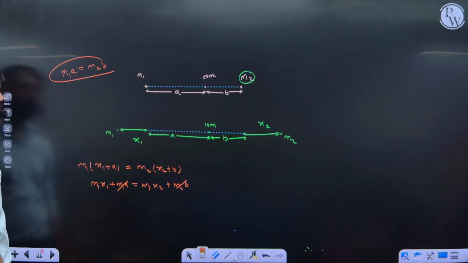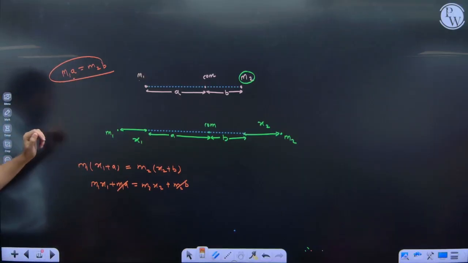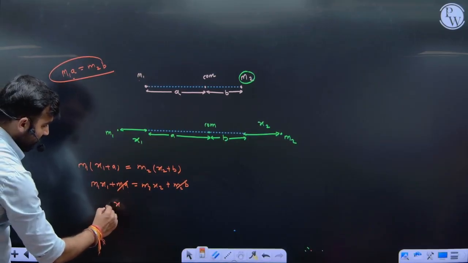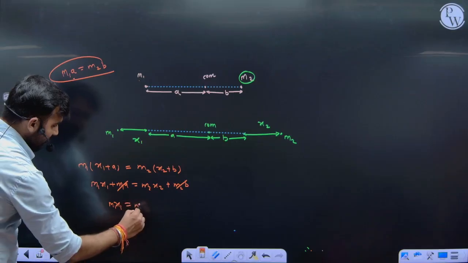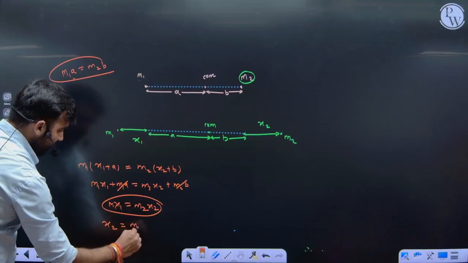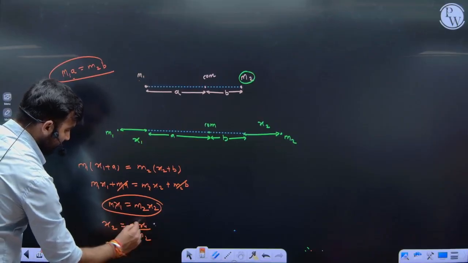Both are the same, yes or no? Both are the same, so it will cancel out. So we need to calculate x2. The equation is this: m2 x2, and x2 will be m1 x1 by m2. This is our answer.